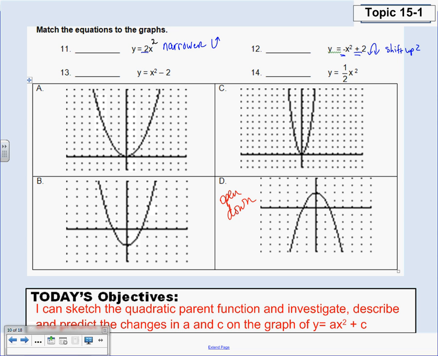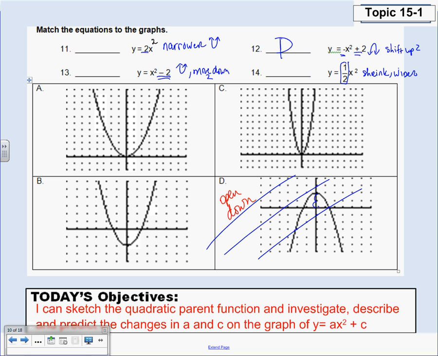Let me go ahead and show that 11 is opening up also. It opens upward, and the only other thing that's changed from the parent function is the minus 2, so that means we had to move it down 2 from the origin. And then 14, I have a 1/2 in front. That means I'm going to shrink it, which means it's going to be wider. So 12 is the only one that opens down, and we see that it is shifted up 2, so we know that 12 is equal to D.